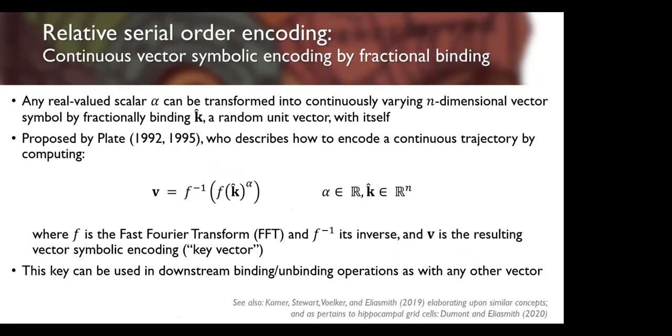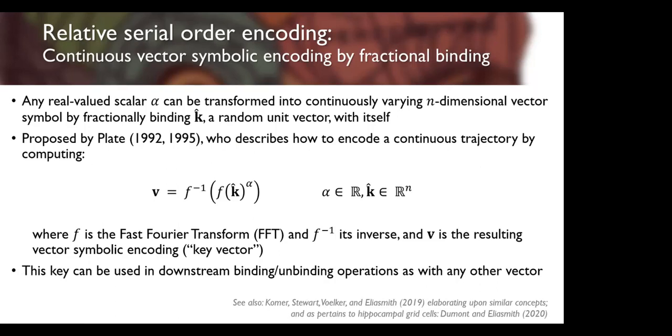The first way of transforming a scalar into a vector trajectory is by using fractional binding. A continuous scalar input value, which we should call alpha here, can be transformed into a continuously varying vector symbol suitable for downstream binding or unbinding or whatever you want to do with it, by fractionally binding a given symbolic vector k with itself. If binding is analogous to multiplication, this is analogous to raising a number to a fractional exponent. Here it's equivalent to binding k with itself alpha times, where alpha need not actually be an integer, despite the fact that we might typically think of binding as being a discrete and indivisible process.